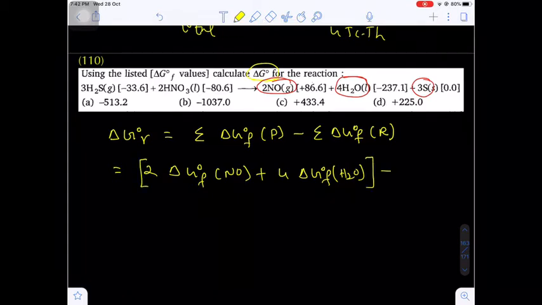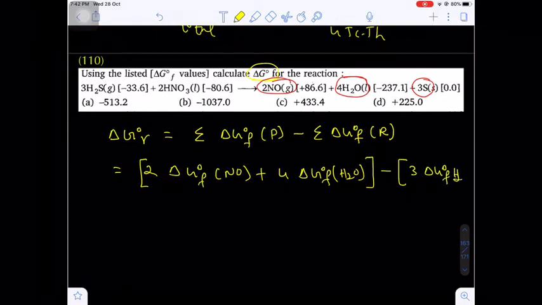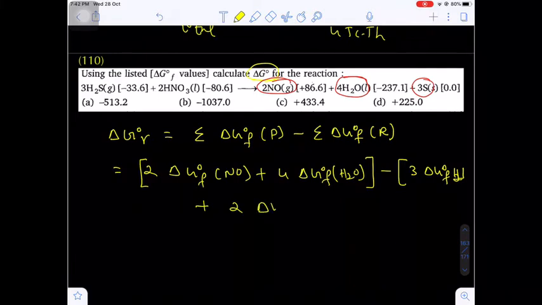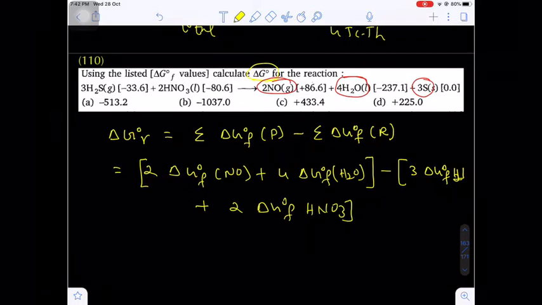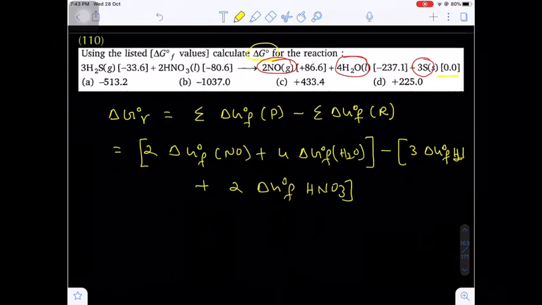Minus, come to the reactant side. On the reactant side we have 3 moles of H2S, so 3 into delta G0 F of H2S plus how many moles of HNO3? 2 moles, 2 into delta G0 F of HNO3. Yes or no? In the last class I told you, for the formation of elements in the standard state, the change in Gibbs energy is arbitrarily assumed to be 0. That's why the sulfur value here is taken as 0.